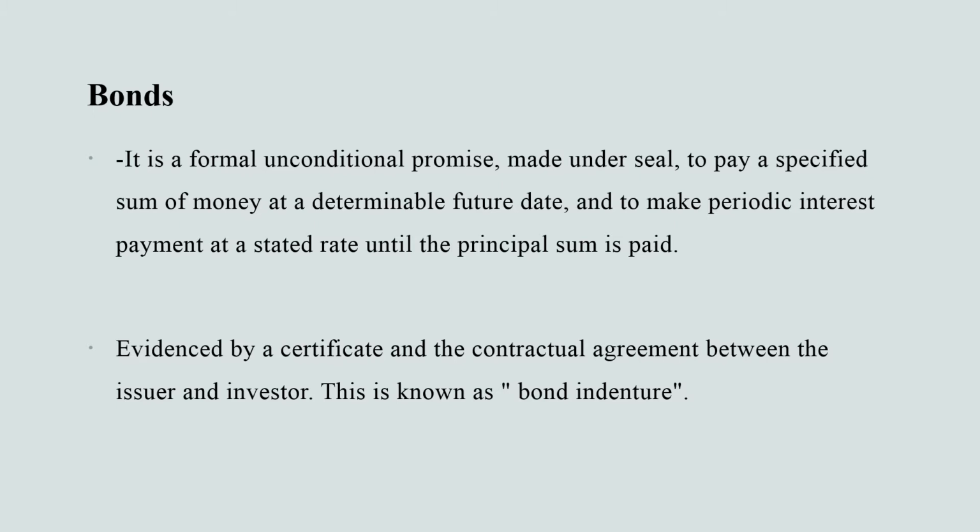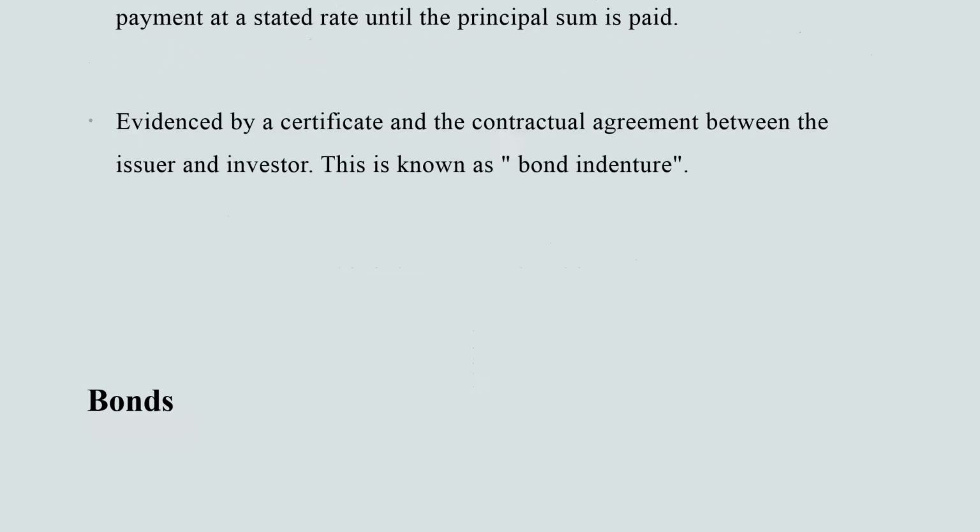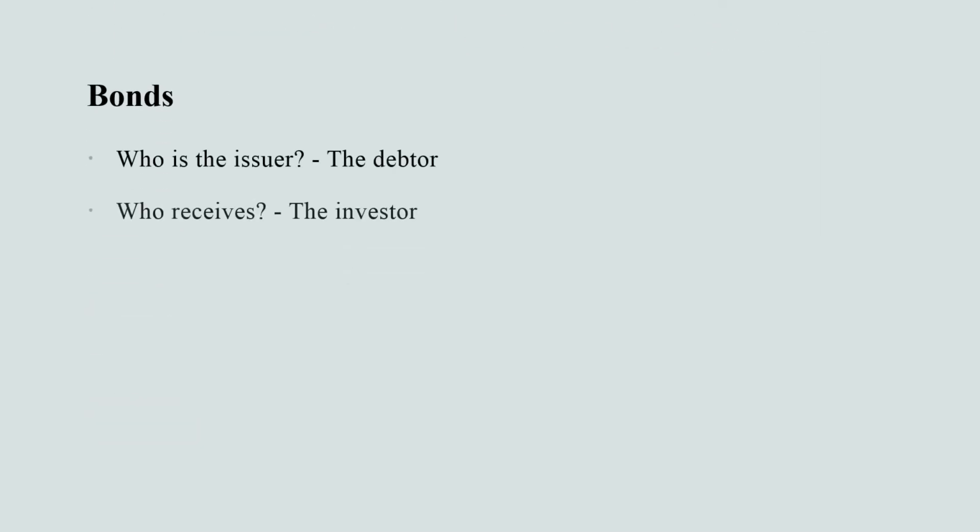Sino ba ang issuer at sino ba ang investor? Ang issuer ay yung debtor. Siya yung humihiram ng cash. Siya yung magbibigay ng bonds payable. Ibig sabihin, siya din yung magre-record ng bonds payable. Sino ang tatanggap? Ang tatanggap ay yung investor. Ang investor ang nagpapahiram ng cash. Ang issuer ang humihiram ng cash. Clear? So sa next slide, ito ang mga laman ng bond indenture.